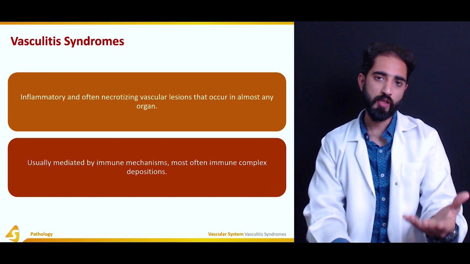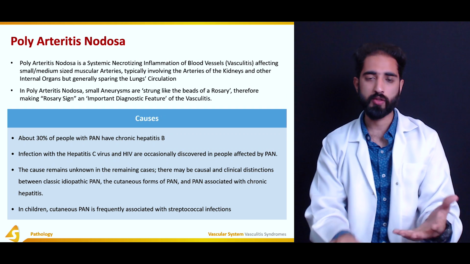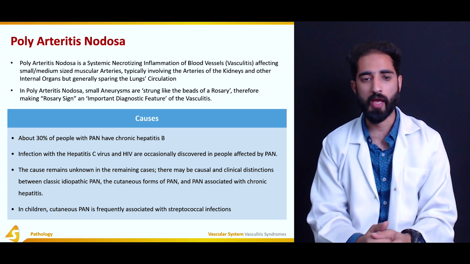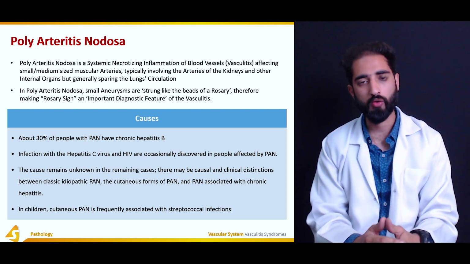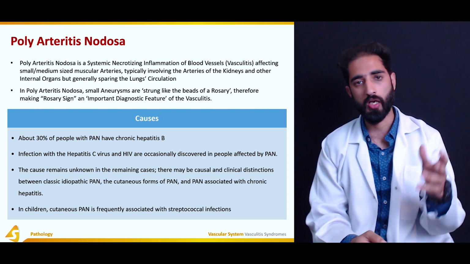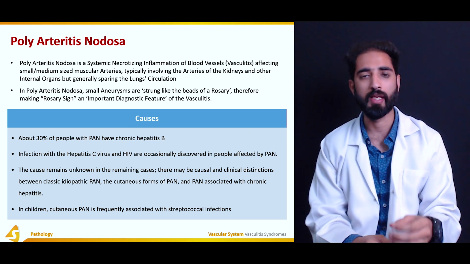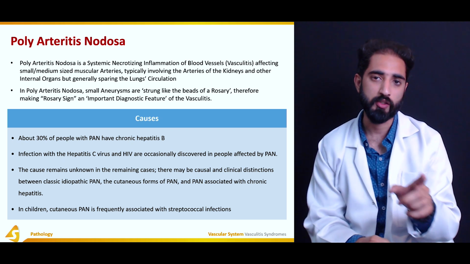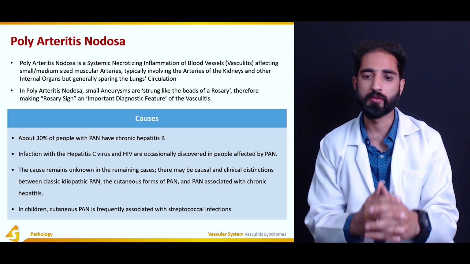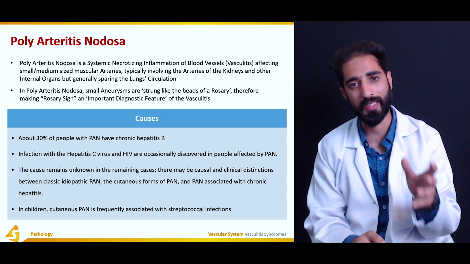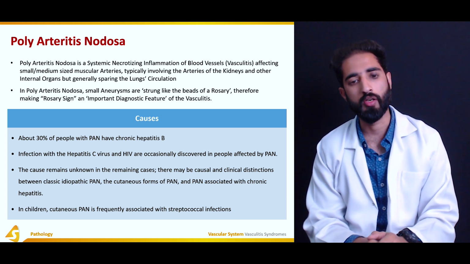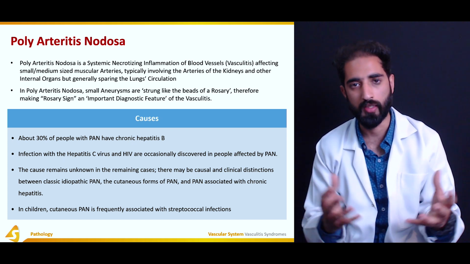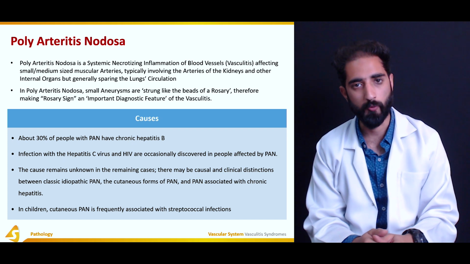So let's start off with the different types of vasculitis syndromes one by one. So first of all, we have the polyarteritis nodosa, also known as PAN. It is actually a systemic necrotizing inflammation of blood vessels, also known as vasculitis, affecting small and medium-sized arteries, especially the ones that are supplying the muscles. And they also typically involve the arteries of the kidneys and other internal organs, but generally spare the arteries which are supplying the lungs or the circulation of the lungs or the pulmonary system.